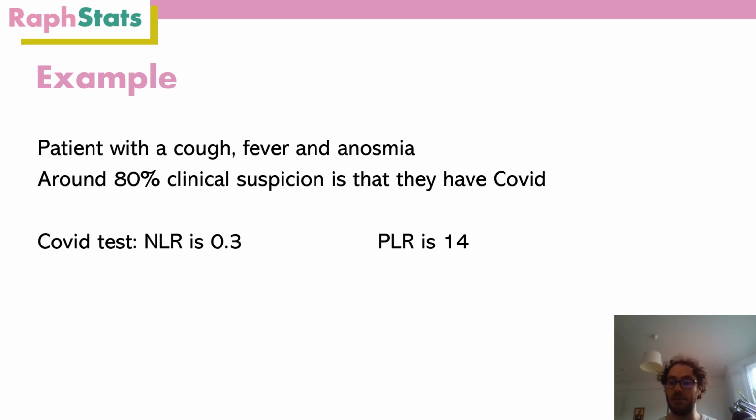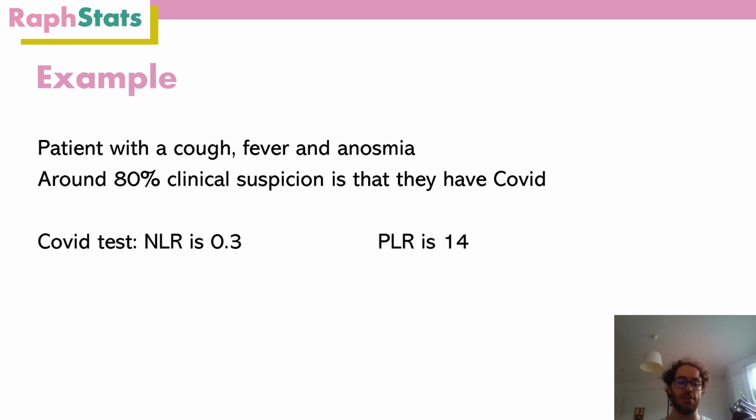For examples of how you might use this in a real scenario, I would take COVID tests. In Bayesian statistics, it's really important we guesstimate how sure we are before we go in interpreting the test. In this example, we'll work through a patient with cough, fever, and anosmia. We'll say we estimate we're about 80% sure they have COVID.